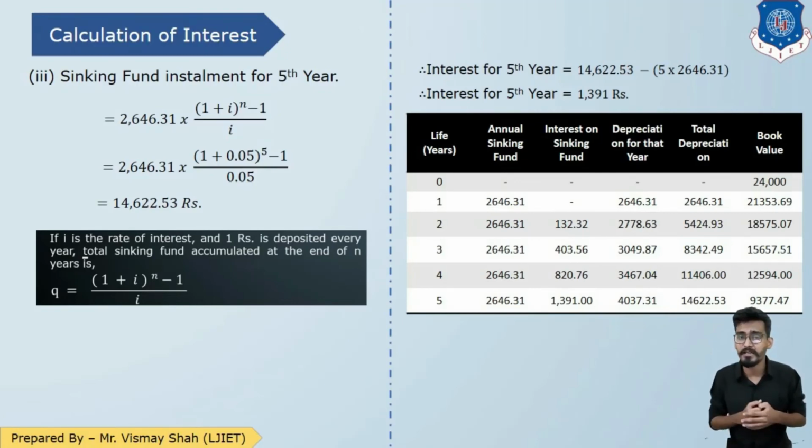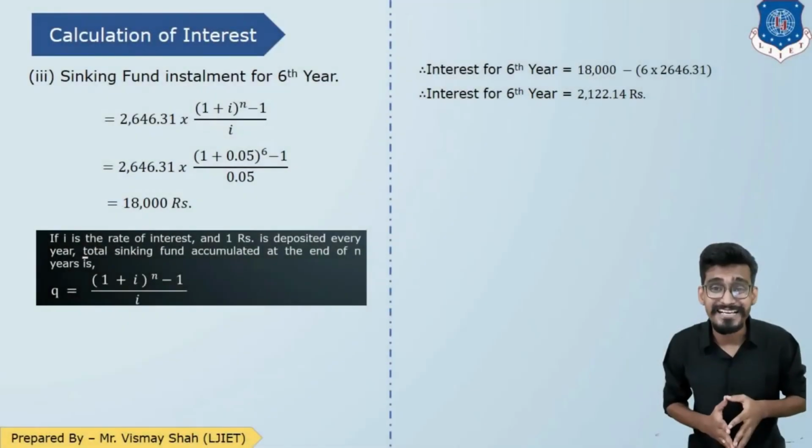So 5 times deducting the 2,641.46 rupees, we'll get the interest value as 1,391 rupees. So the book value at the end of fifth year will become 9,377 point something rupees. So I hope we are clear about the calculation of fifth year. Moving forward, last sixth year.